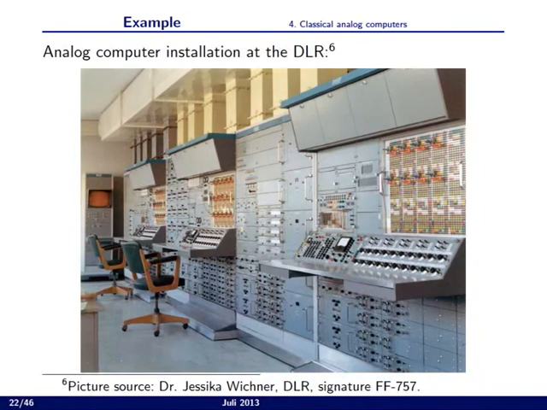This laboratory had 3 large EAI computers, and that's a typical arrangement for simulations in the aerospace industry. You need many, many computing elements to simulate a 6 degree of freedom system, which an airplane or a rocket represents. You have 3 translational and 3 rotational degrees of freedom, and simulating these requires a very large amount of hardware, and that is a real disadvantage of analog computers.